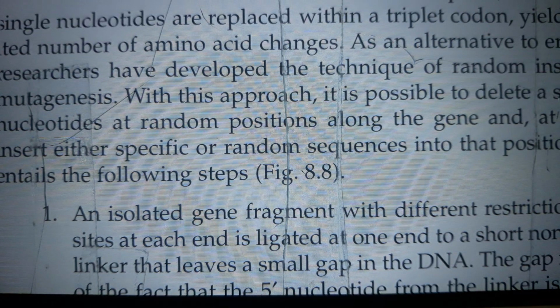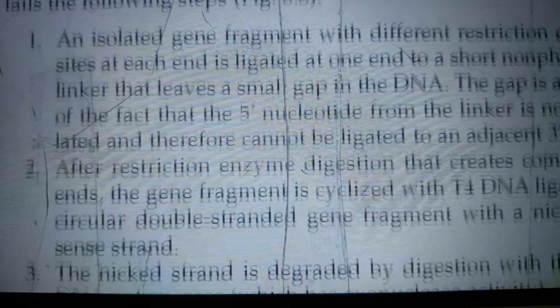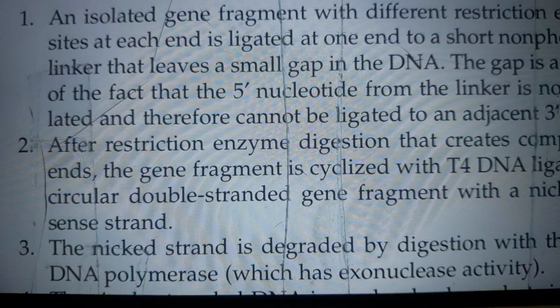With this approach, it is possible to delete a small number of nucleotides at random positions along the gene and at the same time insert either specific or random sequences into that position. This method entails the following steps. 1. An isolated gene fragment with different restriction endonuclease sites at each end is ligated at one end to a short non-phosphorylated linker that leaves a small gap in the DNA. The gap is a consequence of the fact that the 5' nucleotide from the linker is not phosphorylated and therefore cannot be ligated to an adjacent 3' OH group.